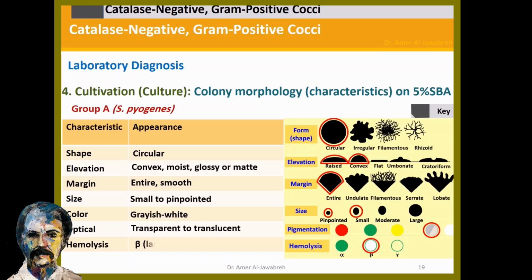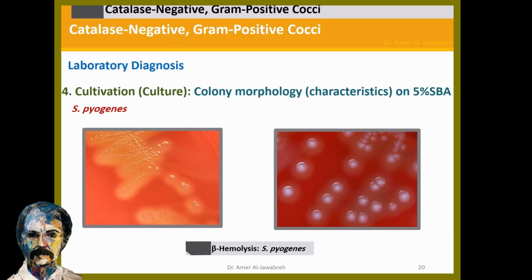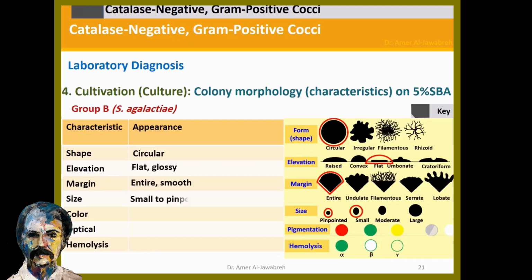And hemolysis, group A, pyogenes, beta. So if I ask you in the exam, give me an example of beta hemolytic strep, pyogenes and agalactiae. Both of these are beta hemolytic. That's pyogenes, and that's how it looks, you see. You will get yourself familiarized with the colony morphology if you work in hospitals.